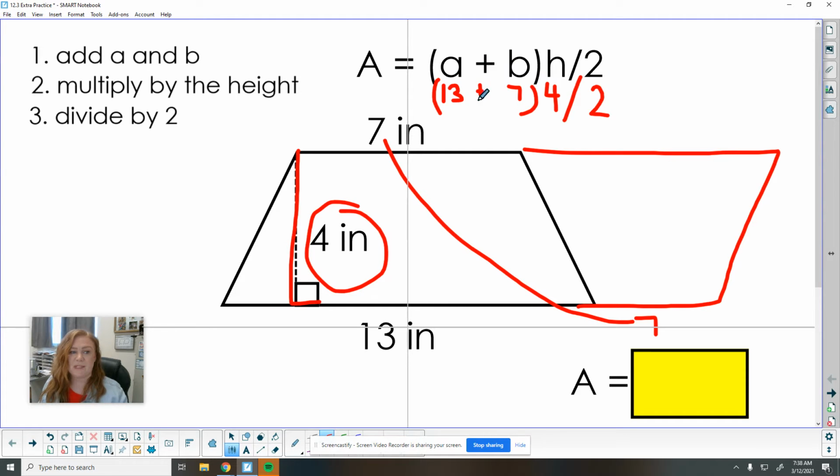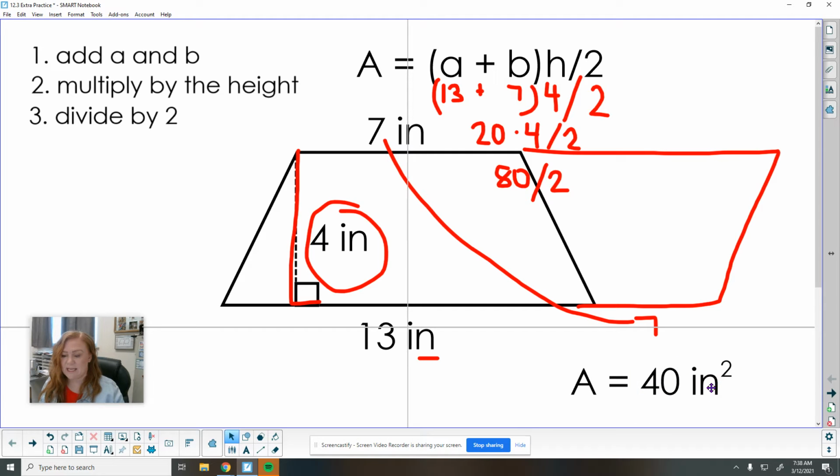So here's what we want to use. 13 plus 7 is 20. We're going to multiply by 4, divide by 2. So 4 times 2 is 8 with a 0. And then that gives us the entire parallelogram, so we need to cut it back in half to just give us the trapezoid. So 80 cut in half is 40 inches squared. So our final answer: 40 inches squared.